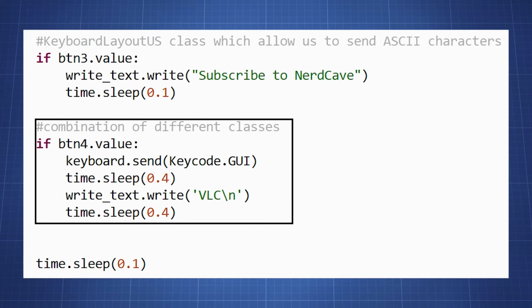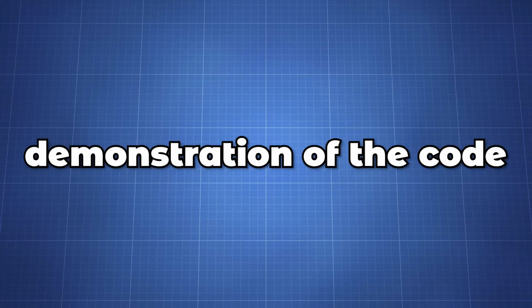The last button, which is our fourth, is just a combination of different classes to open a GUI, which is the Windows key, and it will send VLC with the new line, which will press enter and open the VLC application. Here is a quick demonstration of the code.